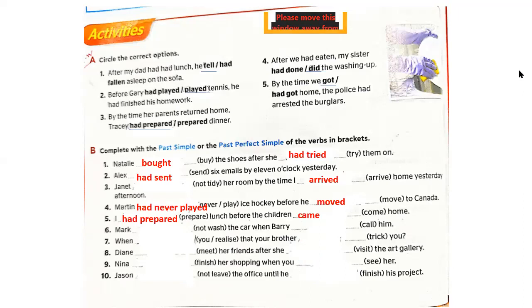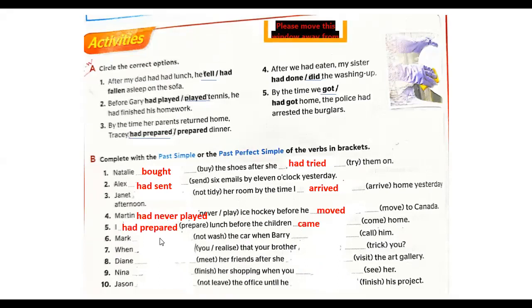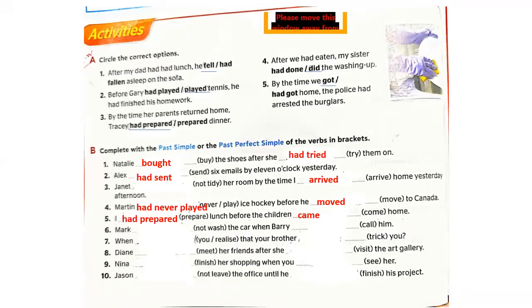Okay. Let's choose Ziad Mohamed. Mark what the car when Barry called him. Mark hadn't washed the car when Barry called him. Thank you. You're excellent. Let's choose another one.